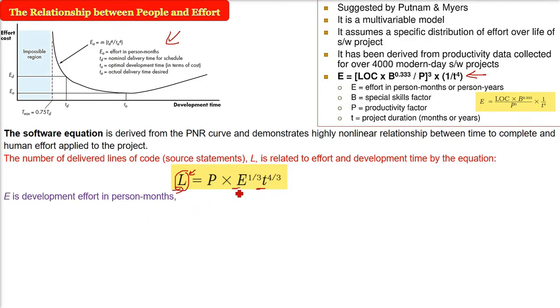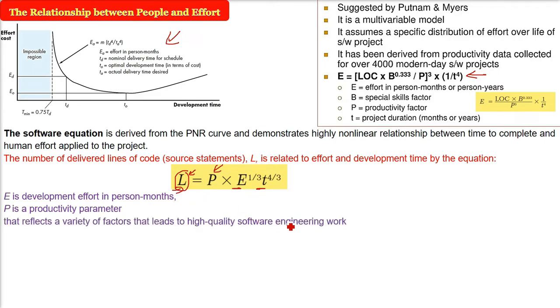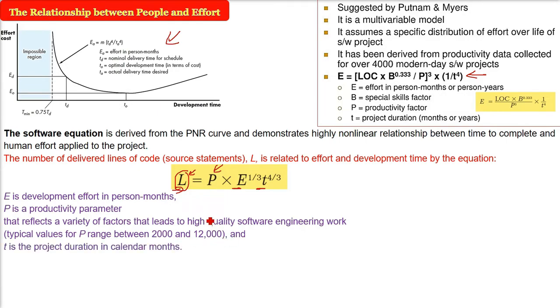E is always in the unit of person-years. P is the productivity parameter, a specific value that reflects a variety of factors that lead to high quality software engineering work. This P may range from 2,000 to 12,000 depending on the type of project you are undertaking, and T of course is the project duration in calendar months.